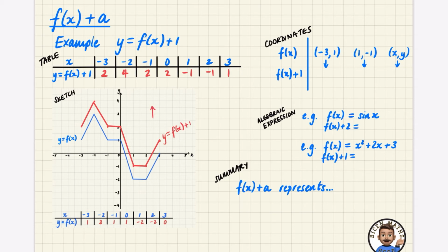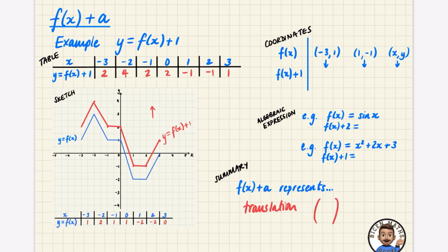So actually we can go right to this summary part that we've got over here, that f of x plus a represents a translation. And not only does it represent a translation, we can be specific about the kind of translation it is. In this case it moved 1 space upwards because we added 1 on. If we have a added on, it's going to move a spaces upwards.